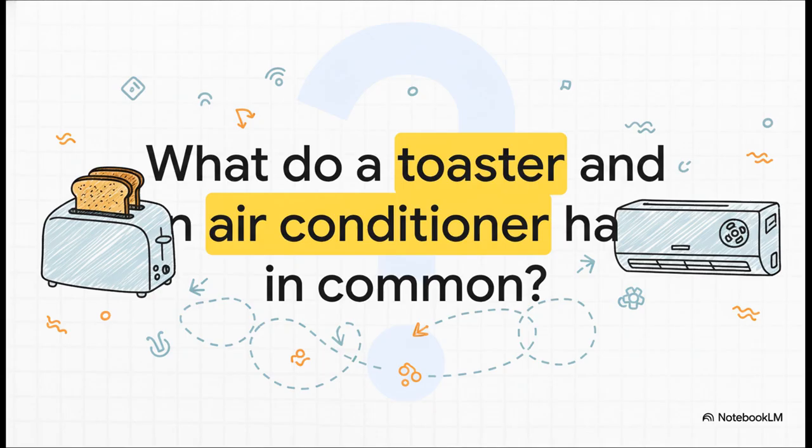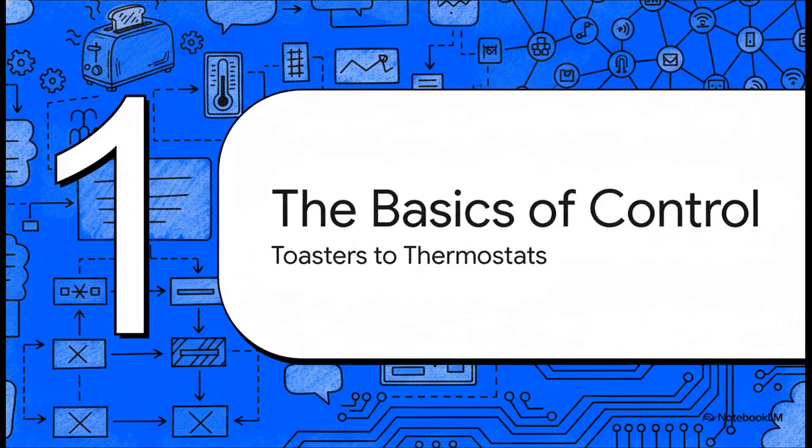It seems like a weird question, I know. One makes your breakfast, the other keeps your house from feeling like a sauna. But, believe it or not, these two devices show us a fundamental split in how machines are designed to think, or maybe more accurately, how they're designed not to think. You see, they're both what engineers call control systems. Basically, they're built to manage or command something else.